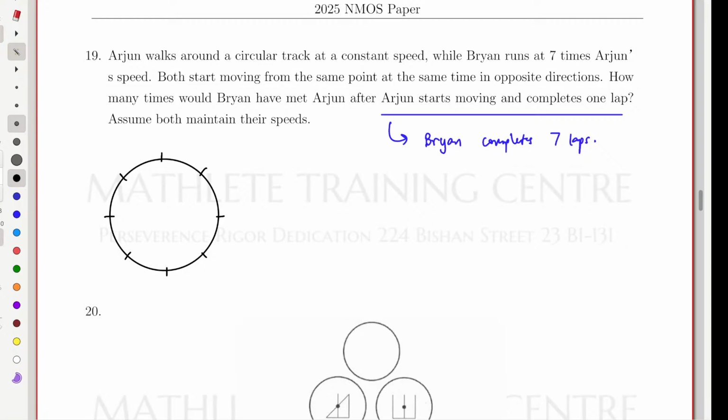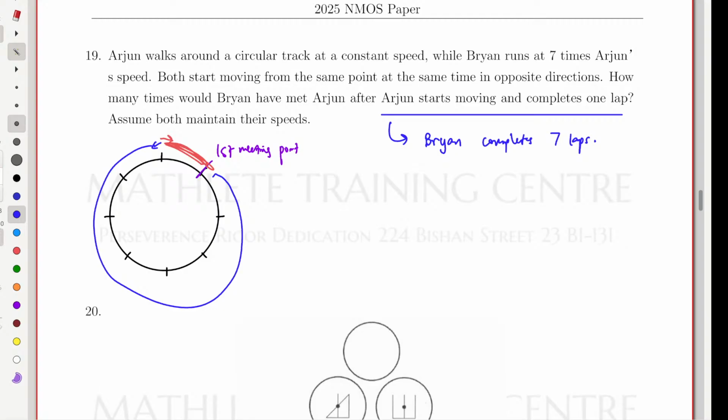Okay, let's say A moves to the right, B moves to the left, where is the first time they'll meet? Well, the first time they'll meet is here. This is the first meeting point. Because you can see Arjun just goes this little part here. Meanwhile, Brian goes around the entire thing, like that, 7 times. So therefore, that will be their first meeting point.